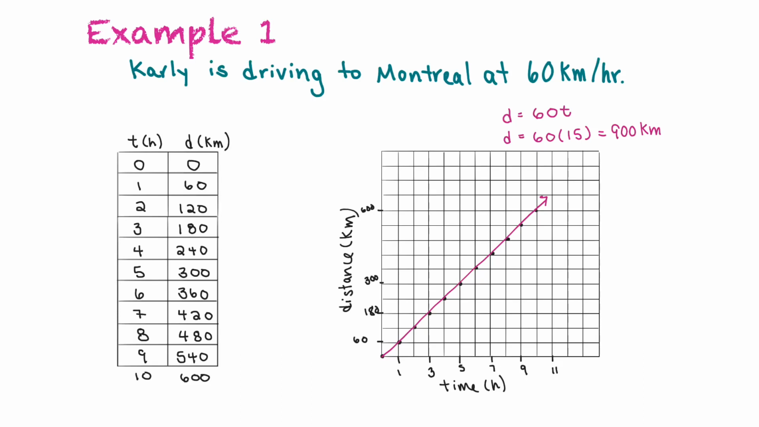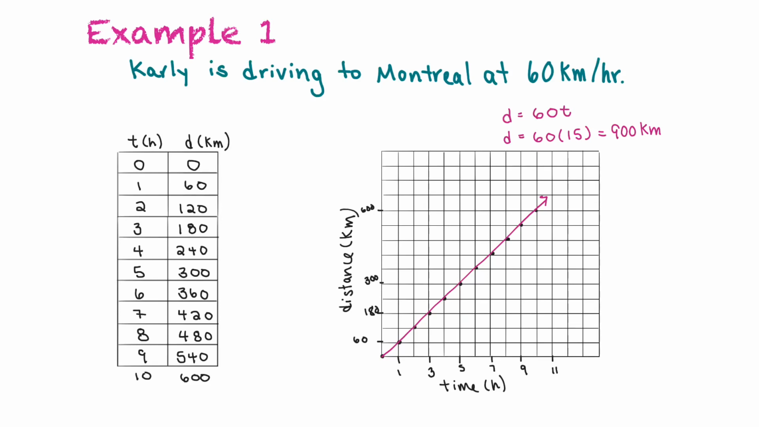So one thing to note is that it's way easier to plug a value into the equation and it's much more efficient than to draw out a graph all the way up to 15 hours, because we would have had to keep plotting points or keep adding things into our table of values. So writing an equation and then plugging in the missing value is way easier.